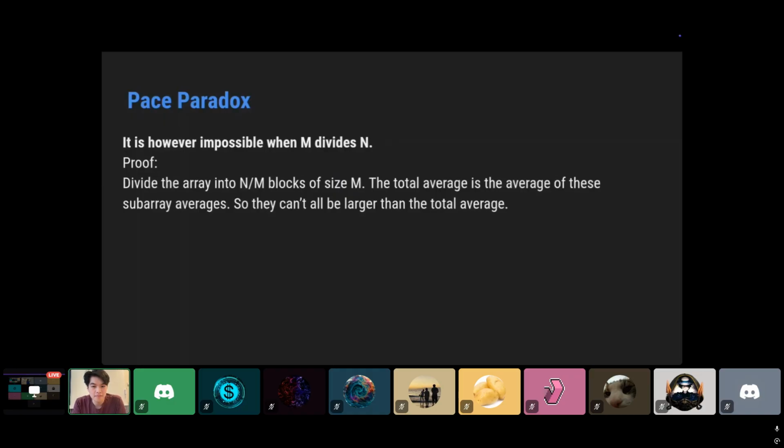And it is impossible when m divides n, because then you can just split up the whole array into blocks of size m. And the average of all of the numbers will be the average of the averages in these blocks of size m. But then all of them can't be bigger than the total average. Like if you take the average of some numbers that are all bigger than something, then that average will be bigger. So you get a contradiction here. So if m divides n, it's not possible. Like if m is equal to n over 2, for example.